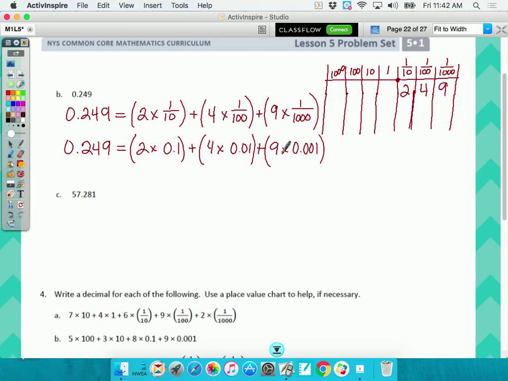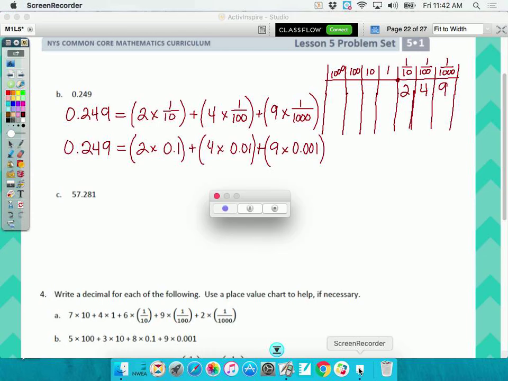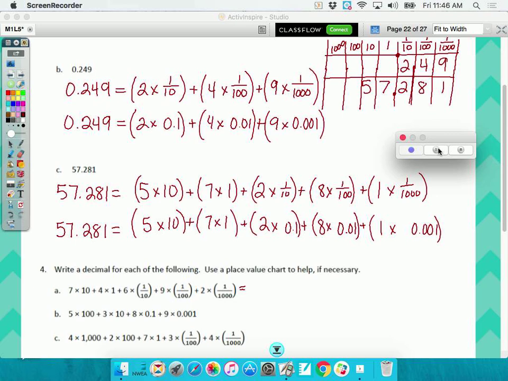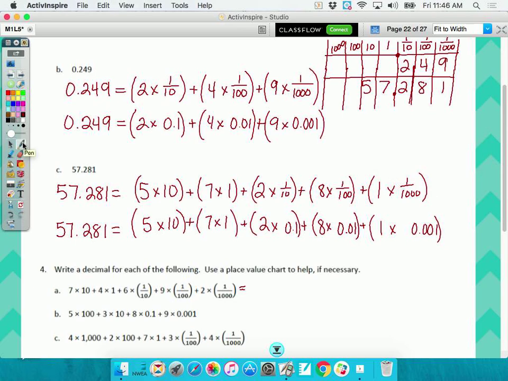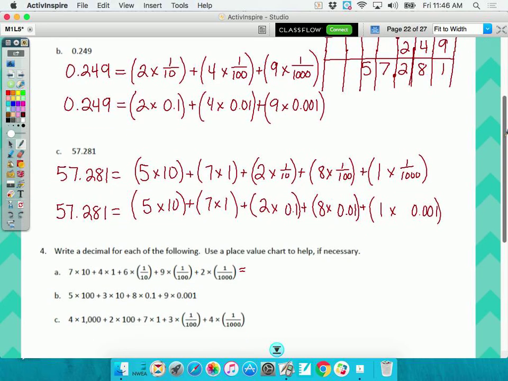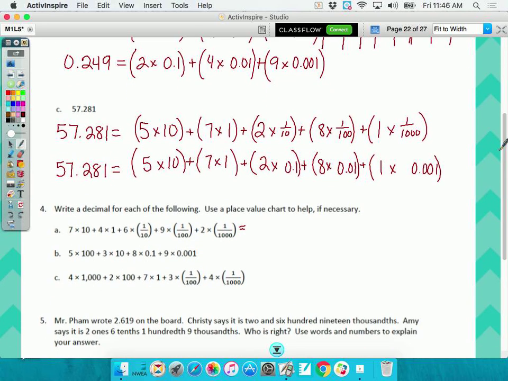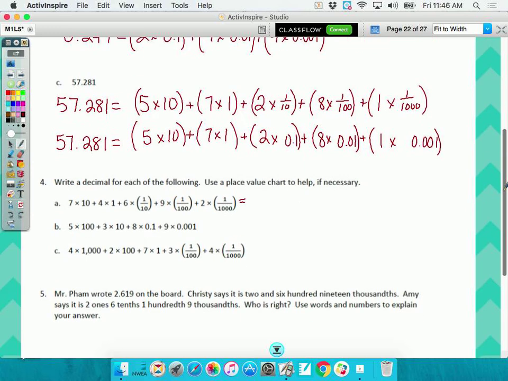Okay, guess what I want you to do for C? The same thing, try it on your own, and then we will check it together. Double check your answers with mine. So you're going to check to make sure you put 57 and 281 thousandths on the place value chart. Did everyone remember to do that? And then that you wrote them correctly in fraction and decimal expanded form.